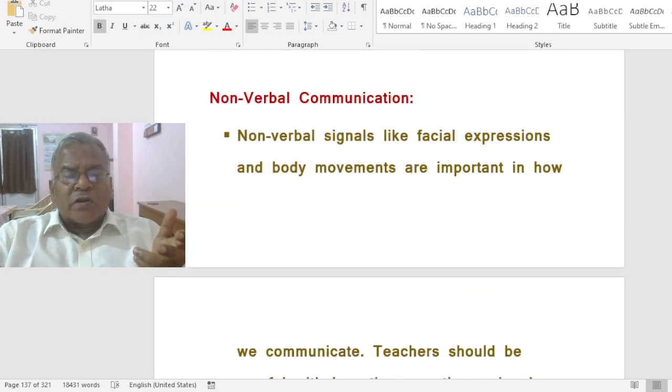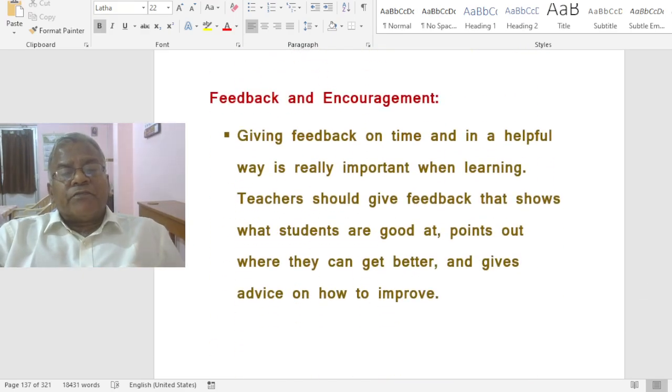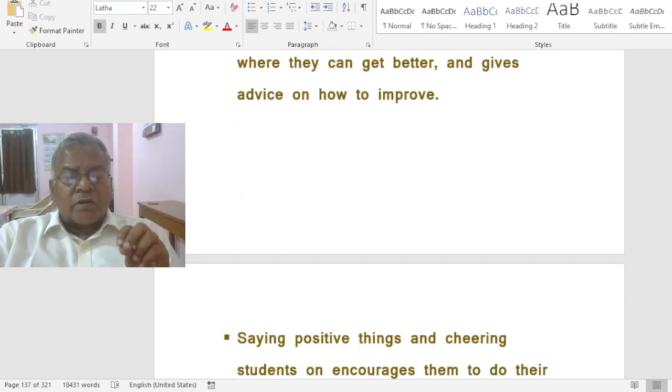So it's very important, your nonverbal signals that teachers need to be concerned about. Then feedback and encouragement. Giving feedback on time and in a helpful way is really important when learning. Teachers should give feedback that shows what students are good at, points out where they can get better, and gives advice on how to improve.